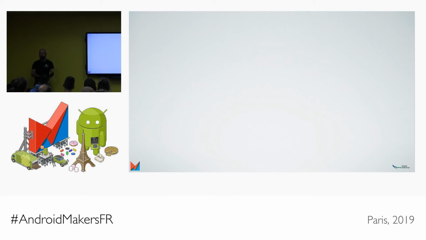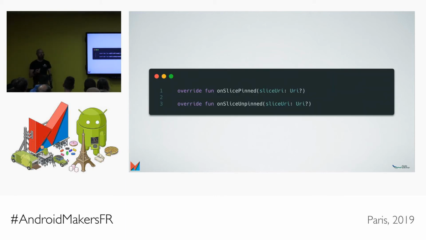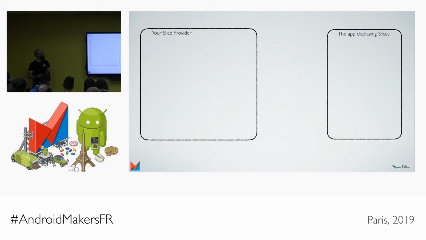Well, I might not have been totally honest saying that we only had 2 functions to implement a slice provider. Actually, there's 2 more, so it's not way more, it's 2 more. And these 2 more being onSlicePinned and onSliceUnpinned. The names are pretty obvious, they give you a clear idea of what could happen. But for the sake of playing around with Keynote's animation, I made a nice scheme trying to explain the life cycle of a slice. Excuse me for the very crappy design, I'm not a designer.